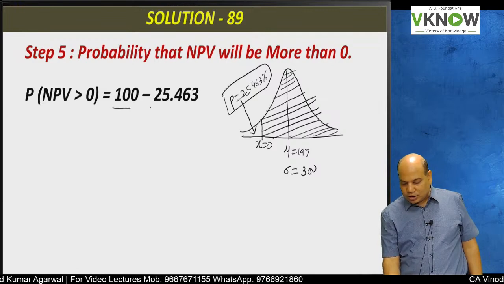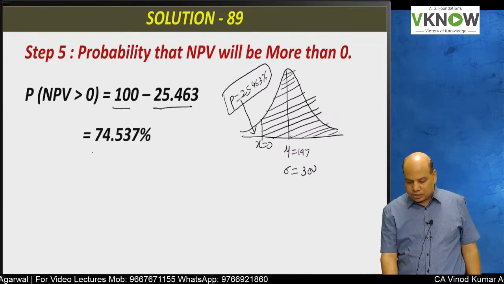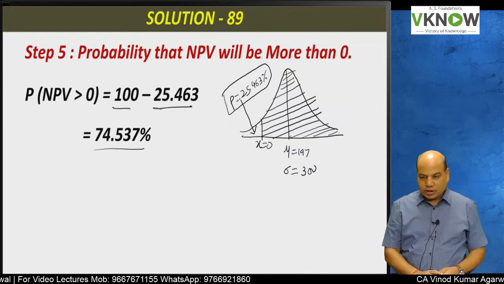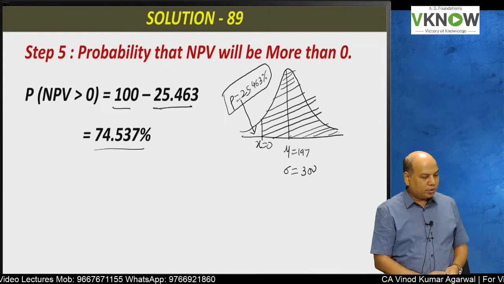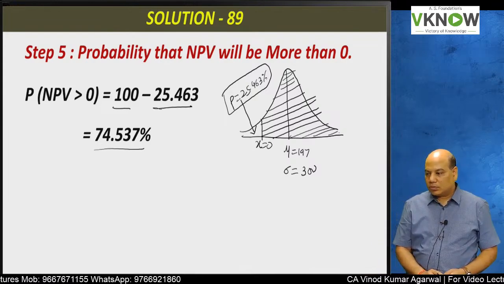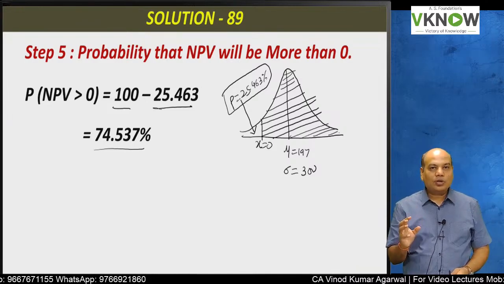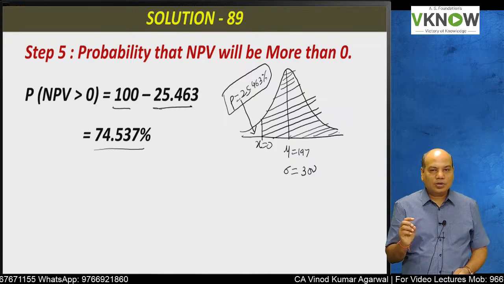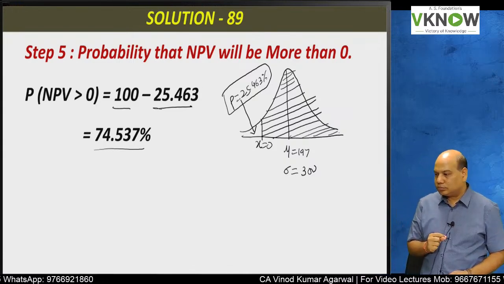Balancing figure, 1 minus p is the probability more than 0. So write down 100 minus 25.463, that is equal to 74.537%. Right? We have to save time in the exam. Don't again start searching for the same number which you have got already.